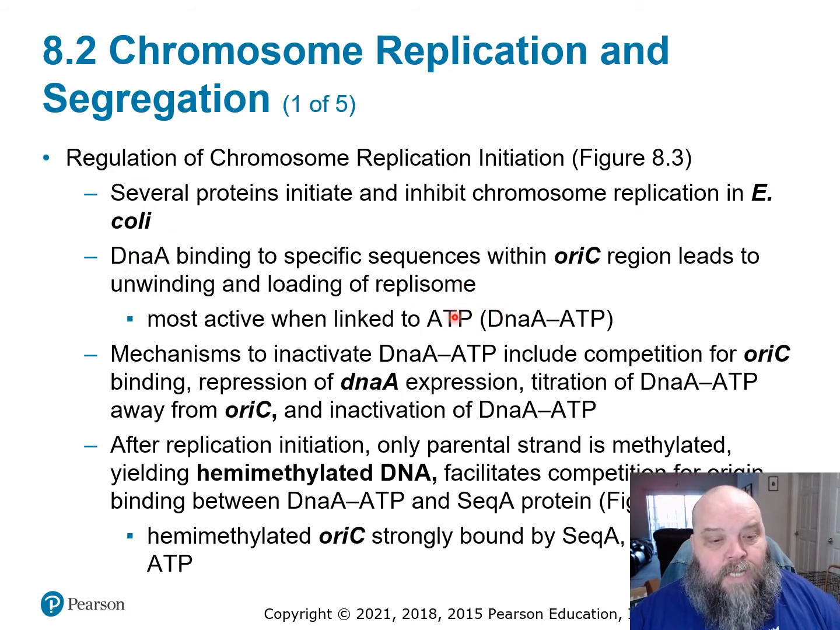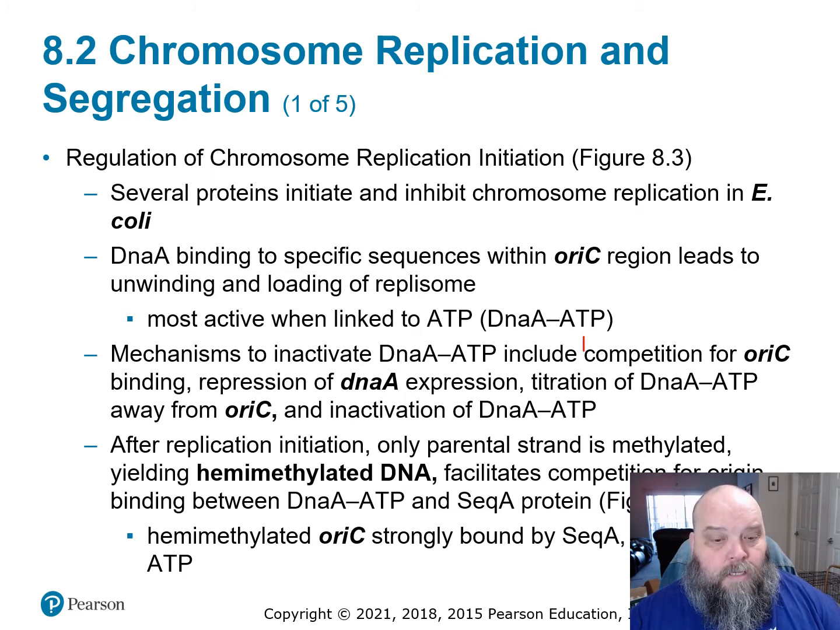DnaA is most active when it's linked to ATP. Not phosphorylated per se, but literally linked to it: DnaA-ATP. To inactivate it, there's a couple of ways to do it. First, competition. If DnaA-ATP can't bind to oriC, no initiation of replication.